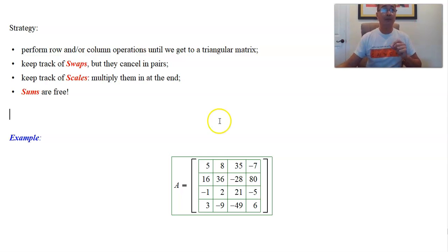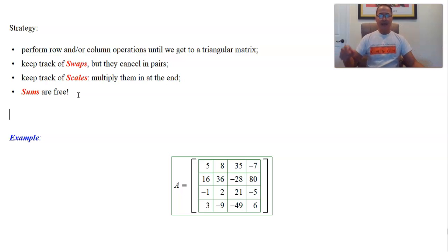But as we perform the row operations, we have to keep track of swaps. Fortunately, they cancel in pairs. Every time you swap, you have an extra -1, but if you swap again, those two cancel out. Now, how about the scales? You have to keep track of them. What I do is I have a little scratch work on the side. I say, pay for this later. I owe the determinant of A these factors. Fortunately, type 3 operations are free, so we don't have to keep track of them.